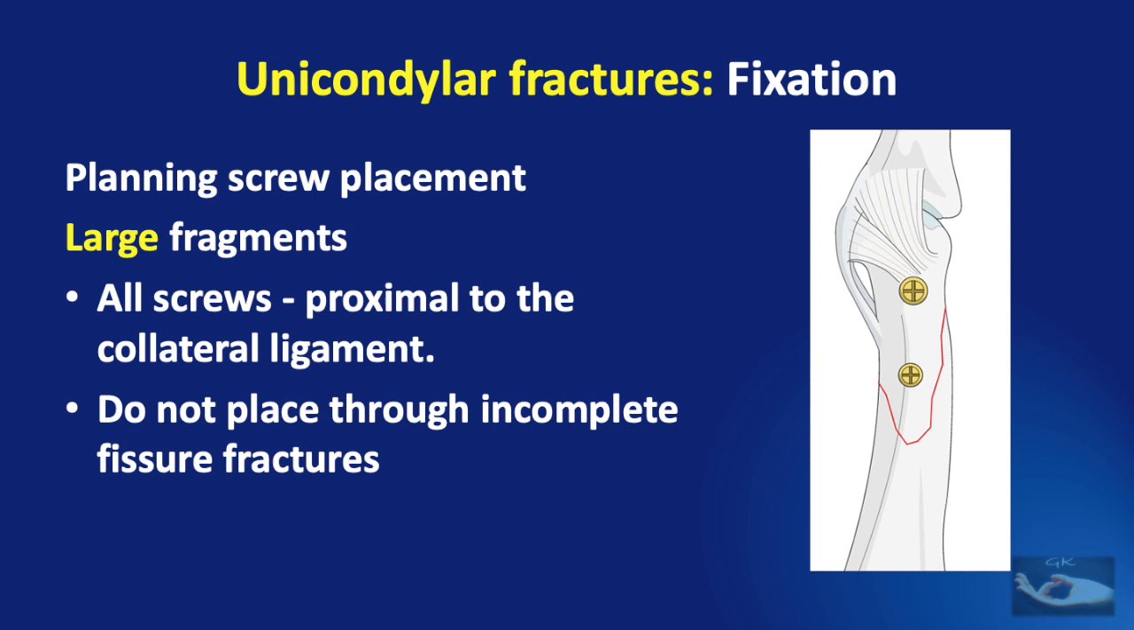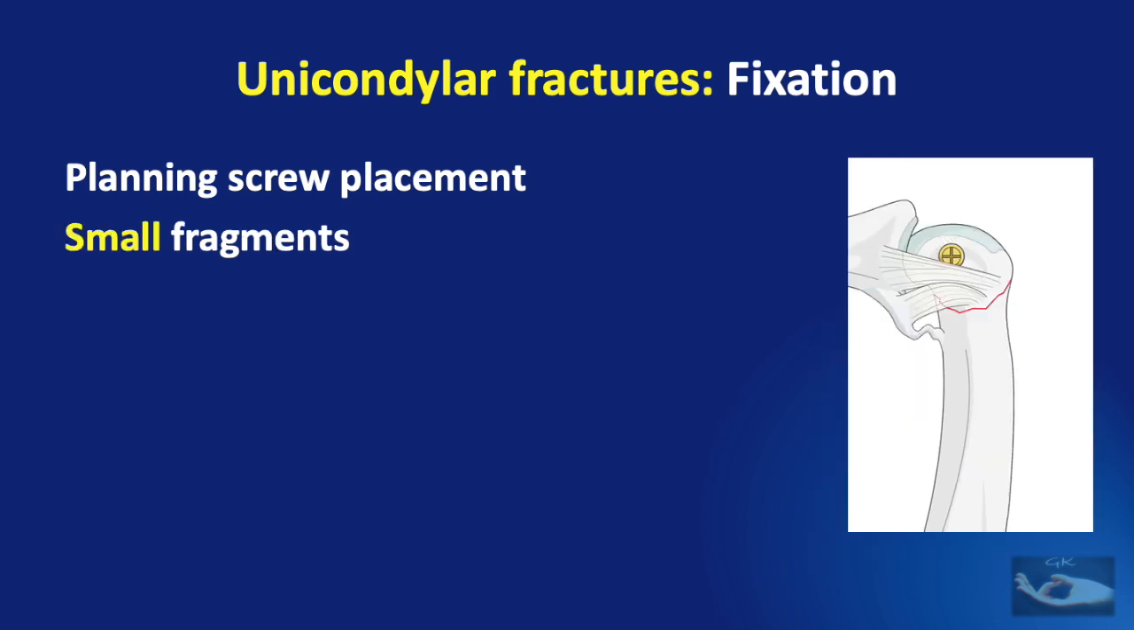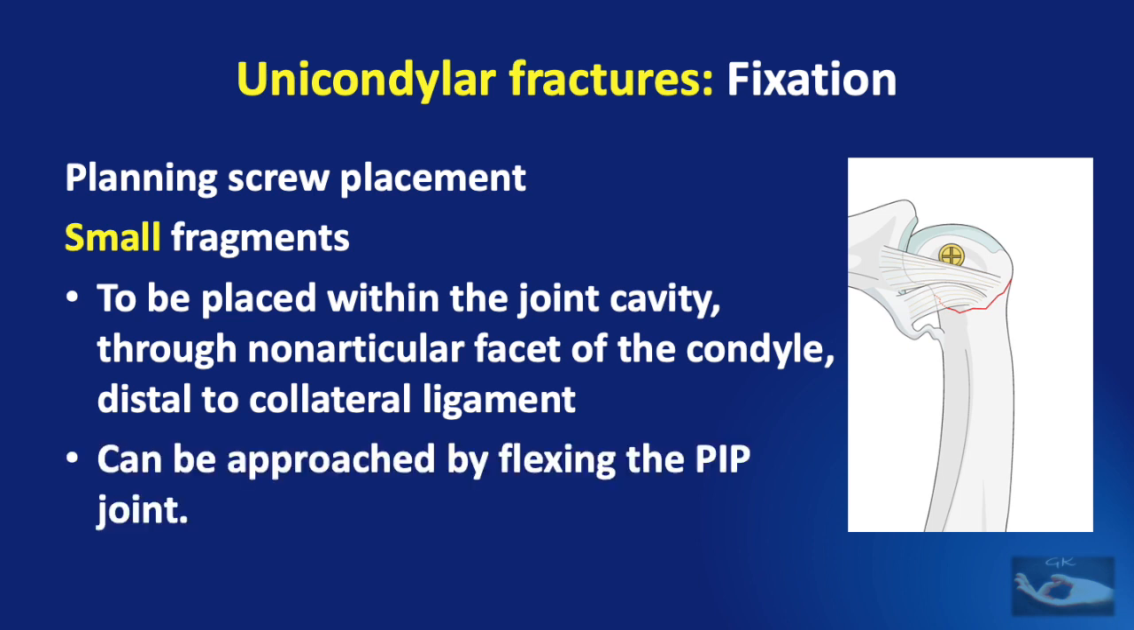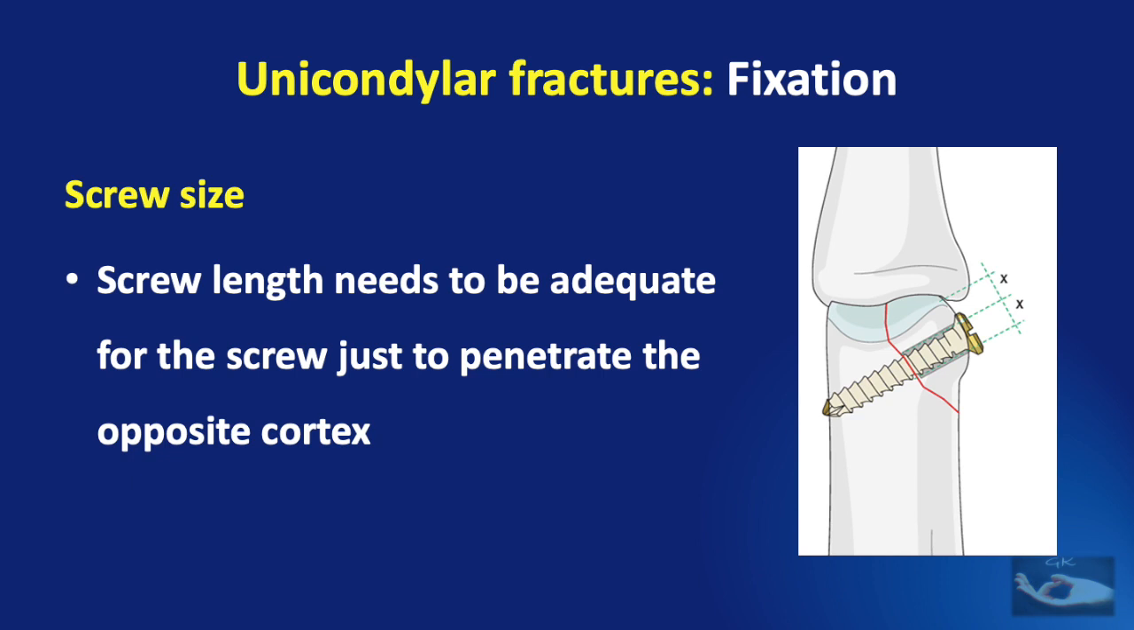The only point to remember is that these screws should not be placed through incomplete fissure fractures as they may cause comminution. For small fragments, the screws need to be placed within the joint cavity through the non-articular facet of the condyle distal to the collateral ligament, and this point can be approached by flexing the proximal interphalangeal joint. The screw length needs to be adequate for the screw just to penetrate the opposite cortex.